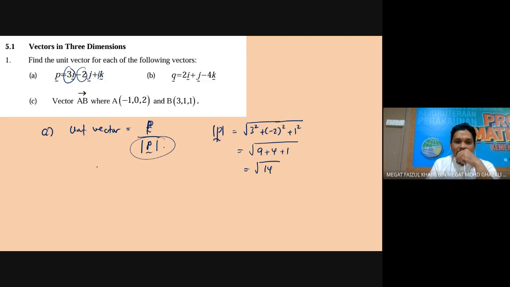So the unit vector is 3 divided by square root of 14 i, minus 2 divided by square root of 14 j, plus 1 divided by square root of 14 k. So I just recalled and chose question number 1A. Questions 1B and 1C, you may try by yourself.